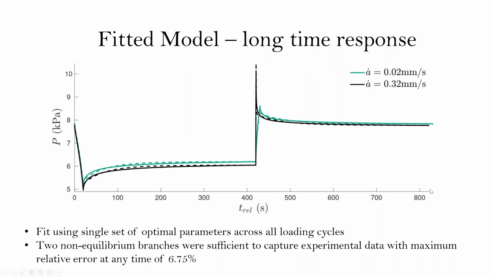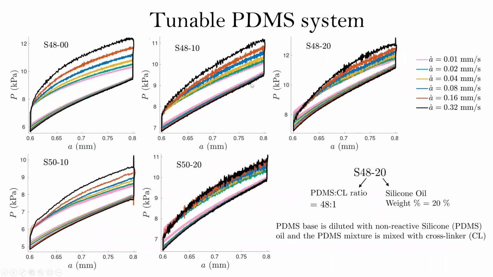And now we also want to see, is the model sensitive to changes in the viscoelastic response of the material? And to do that, we use the soft PDMS sample, but we also introduce silicone oil at different weight percentages. So here we have multiple different PDMS samples where we fix the base to cross-linker ratio, and then we increase the amount of silicone oil inside this PDMS.